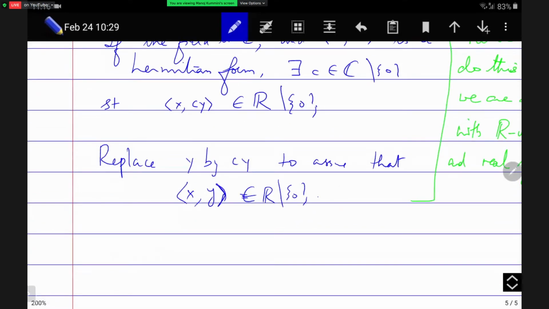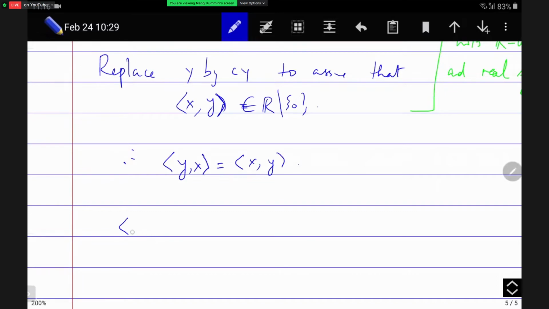But okay, so therefore ⟨y,x⟩, if it's a symmetric form, is just ⟨x,y⟩. If it's a Hermitian form, it's the conjugate of ⟨x,y⟩, but it's real, so therefore this is also equal to ⟨x,y⟩. I'm not talking about arbitrary x and y. There exists a pair with this property. Okay, that's what we have proved.